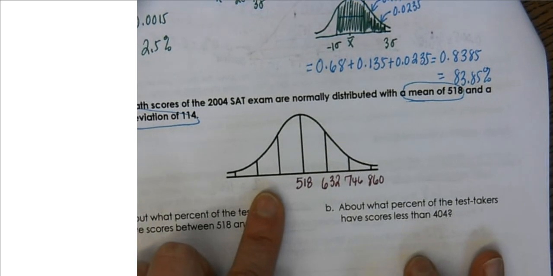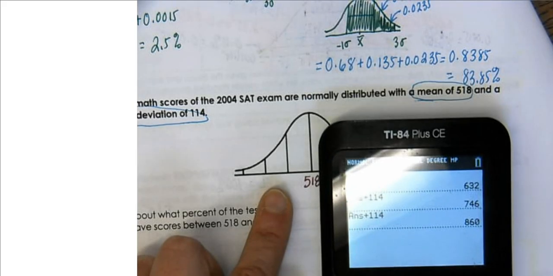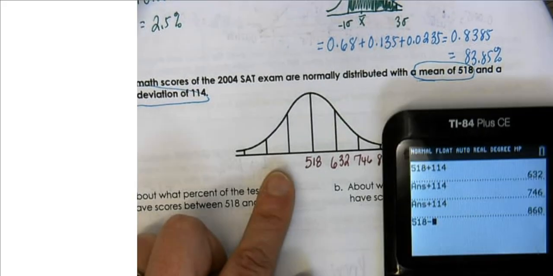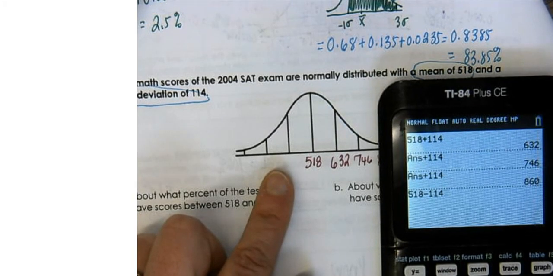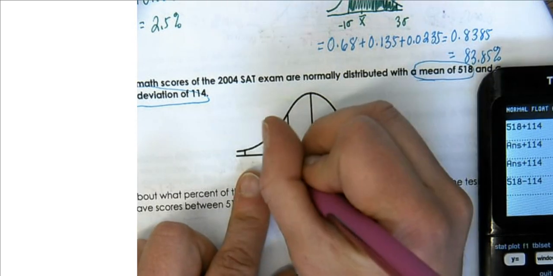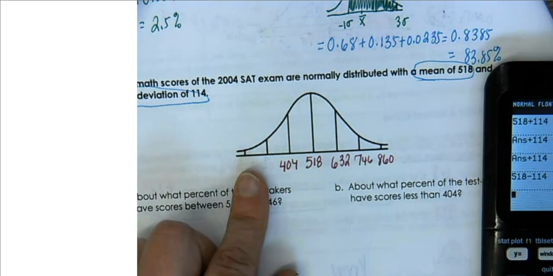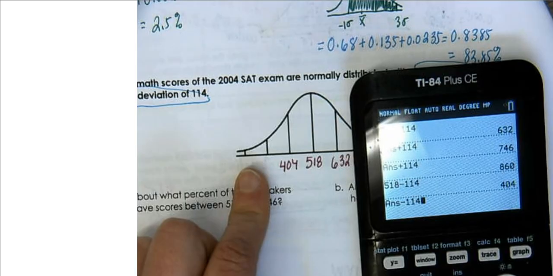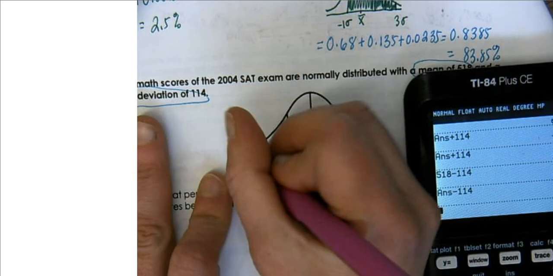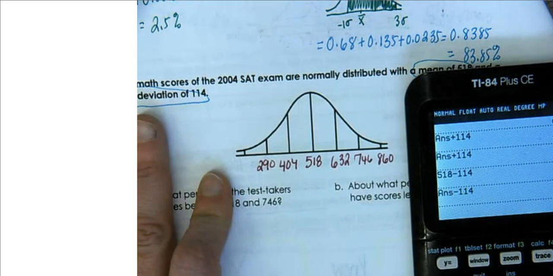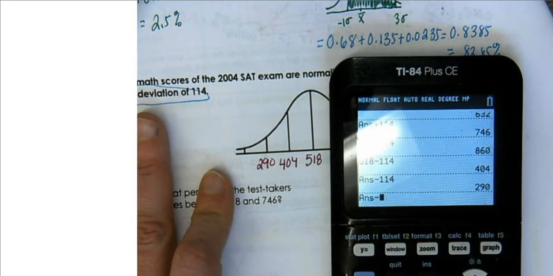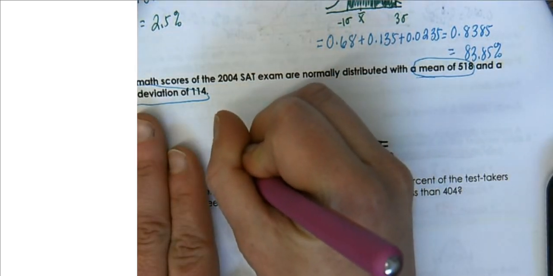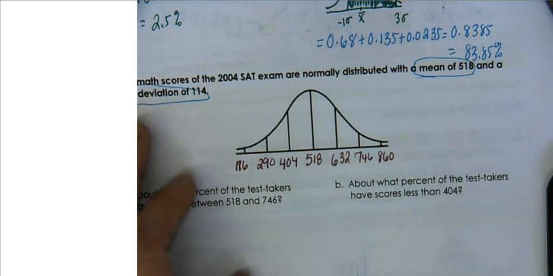Okay, so over here, I'm going to go back to 518 and I am going to subtract 114. And when I do that, I end up with 404. So the score of 404 is one standard deviation below the mean. And then I'm going to take 404 and subtract 114 from that, and I get a score of 290. So a score of 290 is two standard deviations below the mean. And then I'm going to subtract 114 from that, and I get 176. So a score of 176 represents a score that is three standard deviations below the mean.